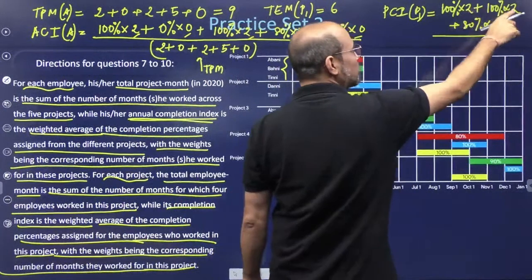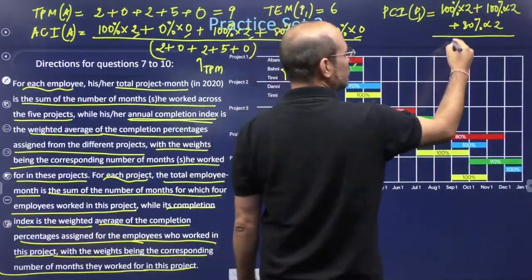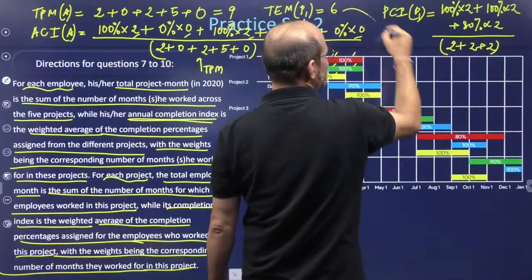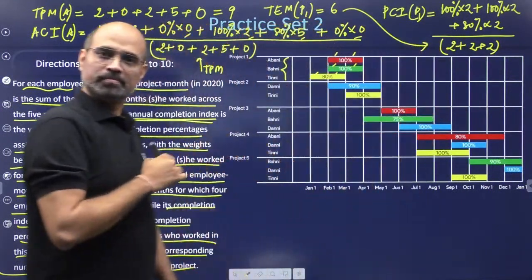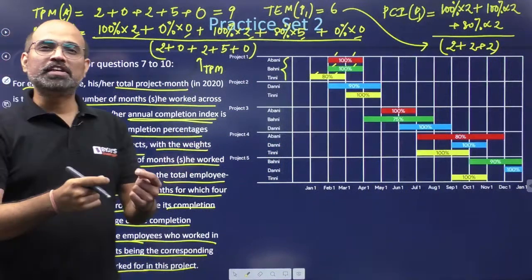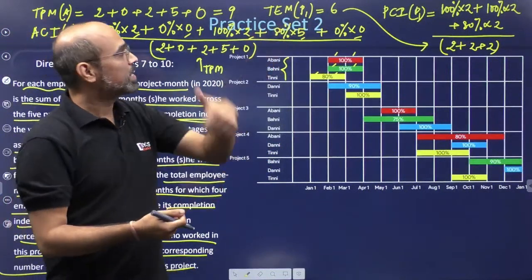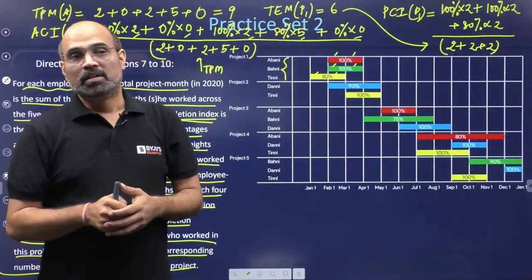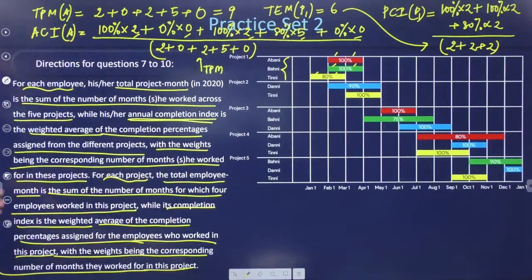Divided by the weights over here are 2, 2, 2, the number of months, which can be written as 2 plus 2 plus 2. Or we can also treat this as यही वाला 6 तो आएगा. So the denominator or the weights is the one that we have already calculated, that is given as total employee month. Okay. So having understood the formula and how they are related, we can now move ahead and look at the questions.